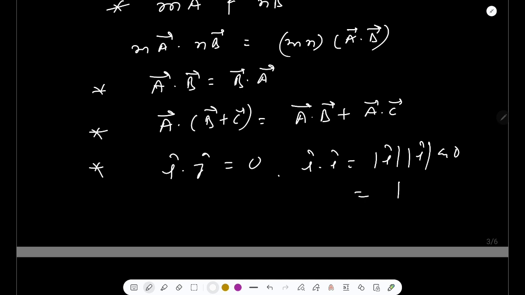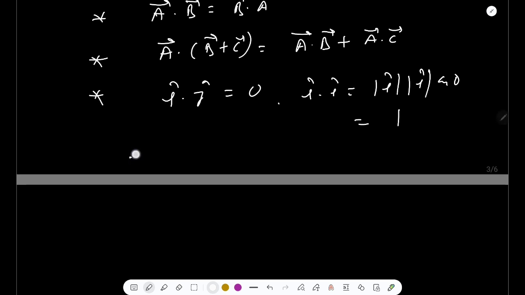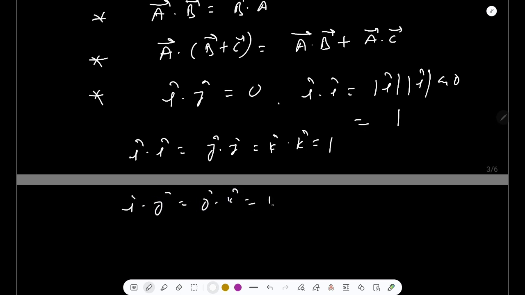So we can conclude that the dot product of equal orthogonal unit vectors for a given reference is unity. That means i dot i, j dot j, k dot k is always equal to unity. These things are going to be unity. And that of unequal orthogonal unit vectors, that means i dot j, j dot k, k dot i, or any combination of these, will always be equal to 0.